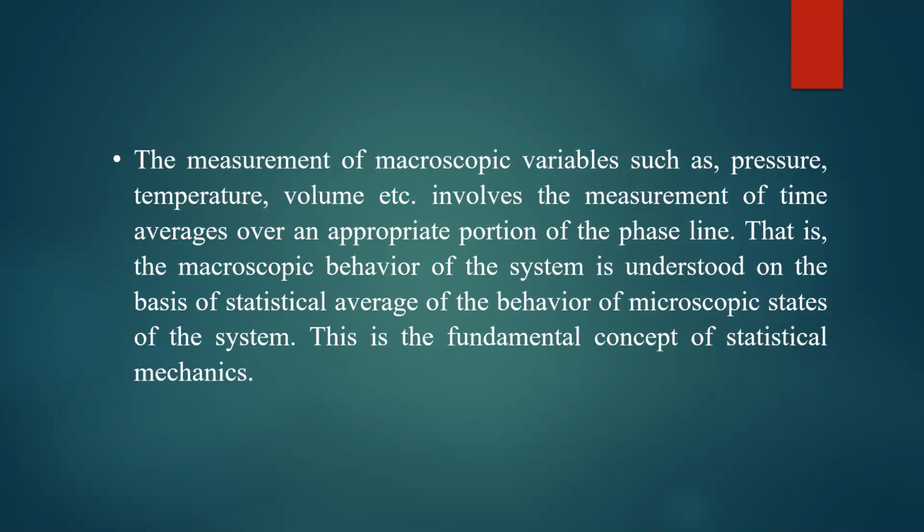You have to measure the property at each phase point. Then take the time average. Okay, you take the average over time. So this is the fundamental concept of statistical mechanics. What you have to do is measure the property of the system at each and every phase point represented in the phase space. Then take the time average of that property over time, and that will give you the macroscopic behavior of the system. What do you mean by macroscopic behavior? A measurable behavior: volume of the system, temperature of the system, etc.